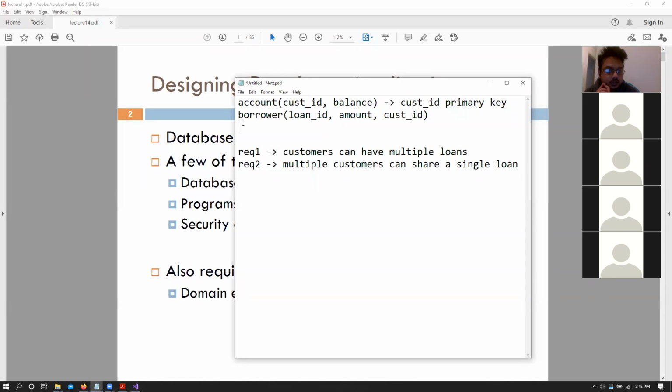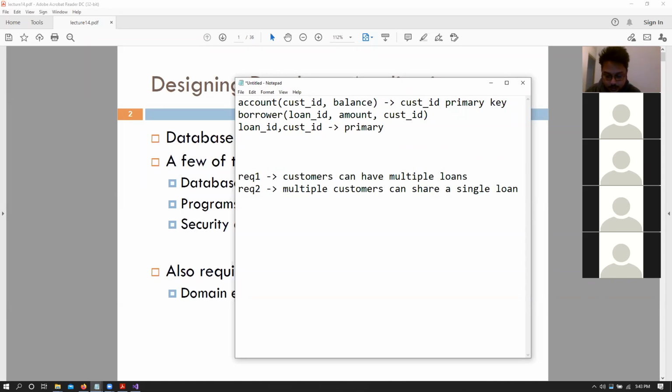Is the question confusing? Both, right? So if I say that both loan ID and customer ID pair is a primary key, then multiple customers, let's say a loan ID of L14, can be held by multiple customers. So let's say C1.